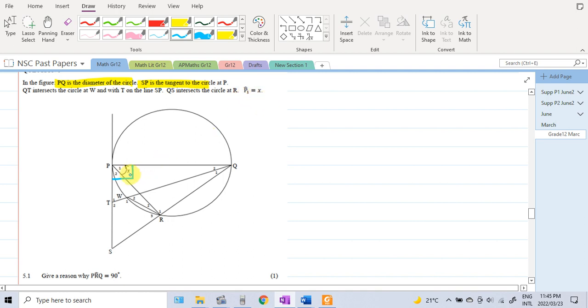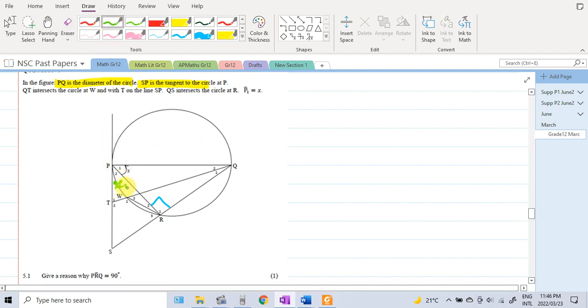So if angle P1 is equal to X, we have angle P2. Now remember, this is the diameter of the circle. We forgot to put this 90 degree there as well at angle R. Now since this is the diameter of the circle, we can say that this is 90 degrees minus X. Since we already have X there, we can just put this as 90 minus X. We don't need to put that.